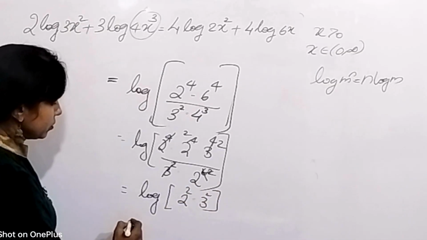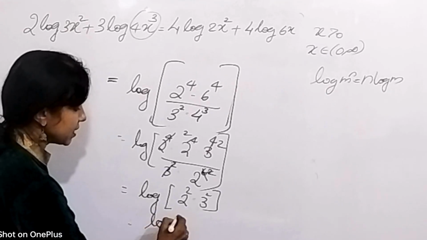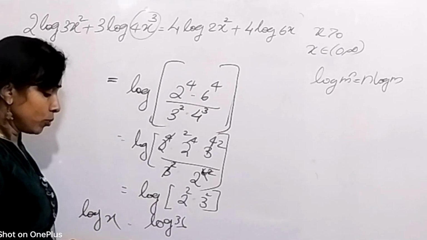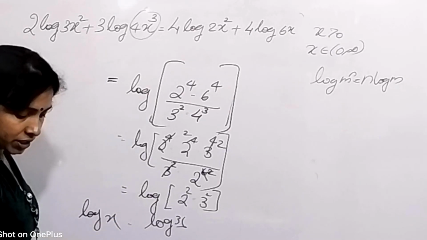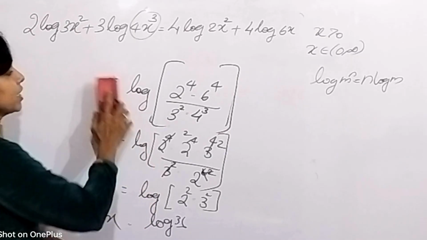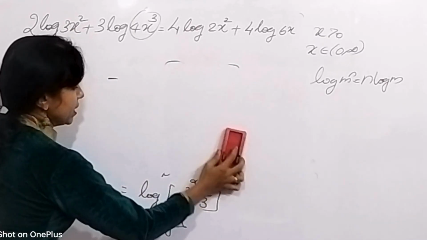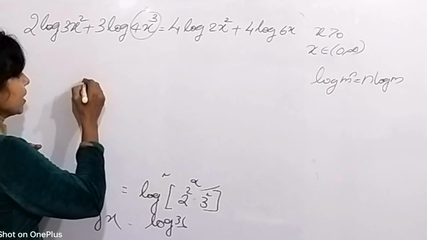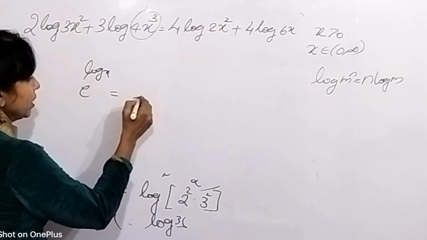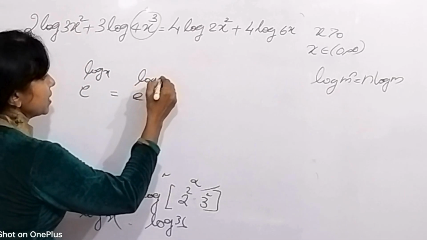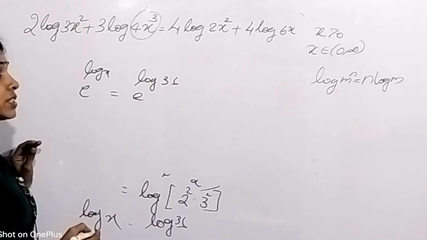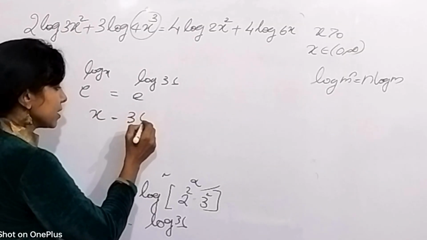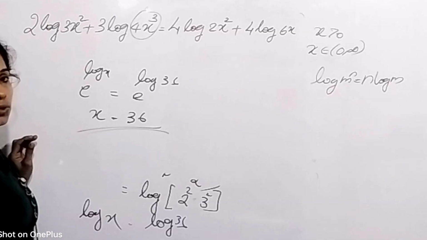Now it becomes log 36 is equal to log x. By removing the logarithm, we can apply the exponential rule here. By taking the exponential, e raised to log x is equal to e raised to log 36. Since logarithm and exponential functions are inverses, we can say that x is equal to 36. That is our solution. So here the problem is solved.